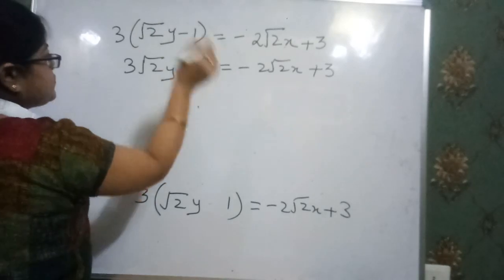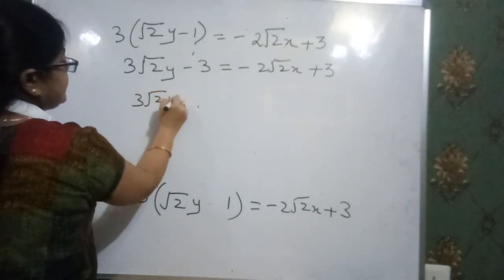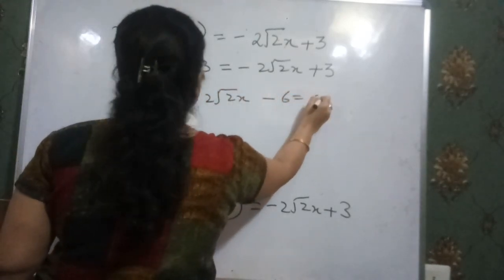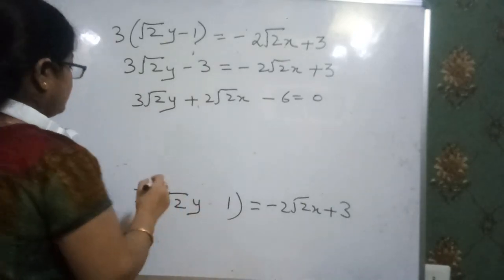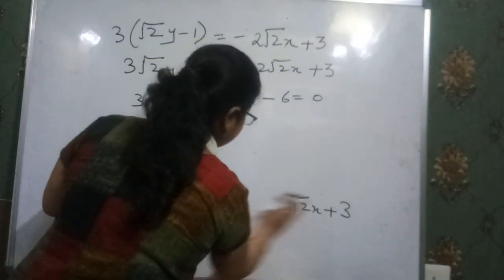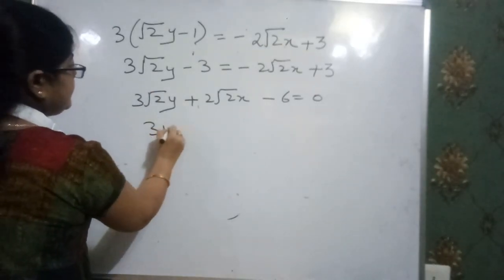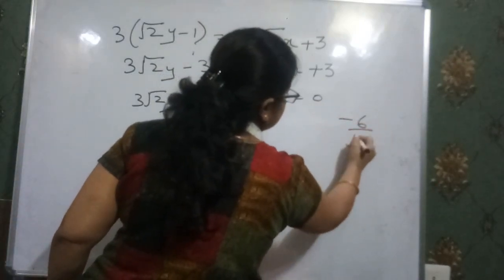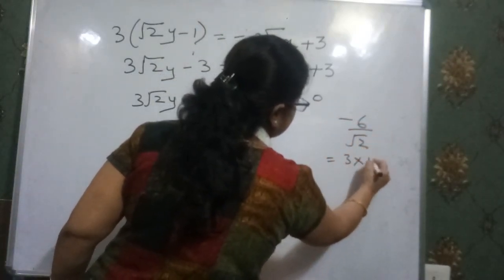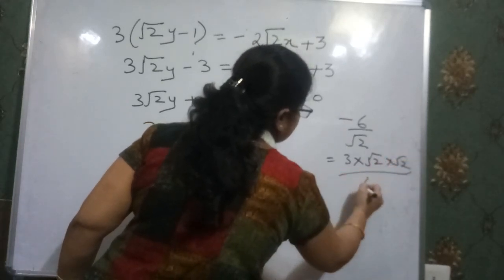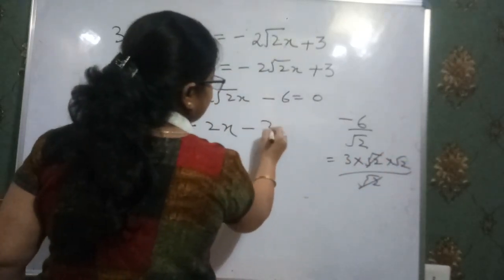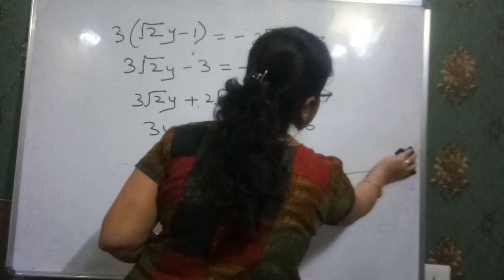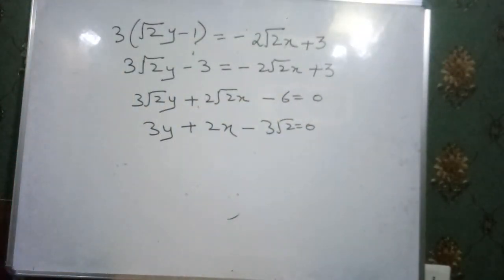We have 3 under root 2 y minus 3 is equal to minus 2 under root 2 x plus 3. Just bring it over here on the same side. 2 under root 2 x minus 6 is equal to 0. Now divide it by under root 2. We are left with 3y plus 2x, and dividing minus 6 under root 2 by under root 2 gives minus 6. So it gets cancelled, and we have 3y plus 2x minus 6 equals 0. So this is the equation of the tangent. Now I am proceeding to the next question.